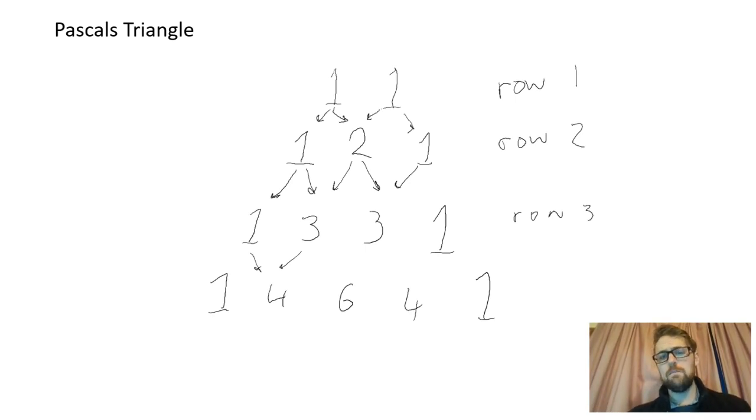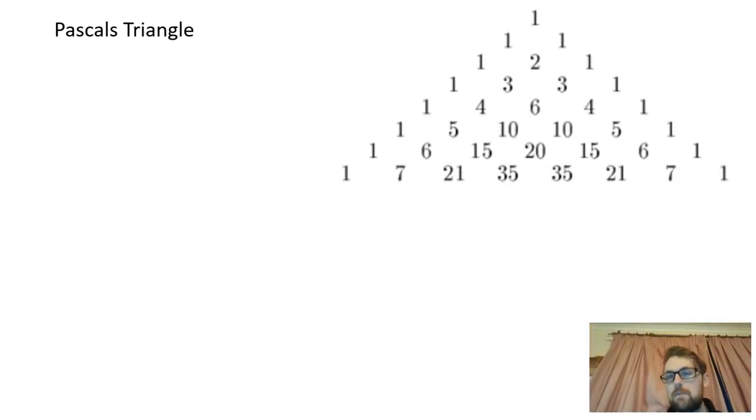Now this seems pretty random, and it's actually really, really useful. So if I was to draw my next line just quickly, I've got 1 plus 4 is 5, 4 plus 6 is 10, 6 plus 4 is 10, 4 plus 1 is 5, and then 1 on the outside. And it keeps going on that forever. There's no end to it. There's n numbers, and that's a bit of a hint. All right, so let's get back to that expansion.